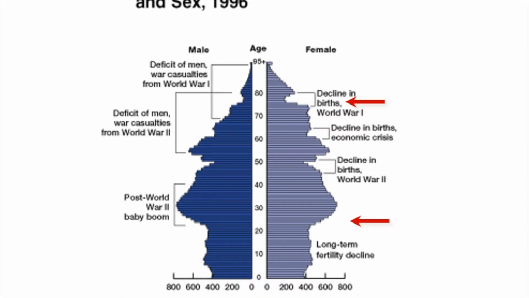You can see that there is a deficit of male because of World War I. So a lot of males did not make it into their elderly age. And then World War II also affected the number of male population. And you can see that there was a big chunk after World War II, when they had a lot of baby boom population.